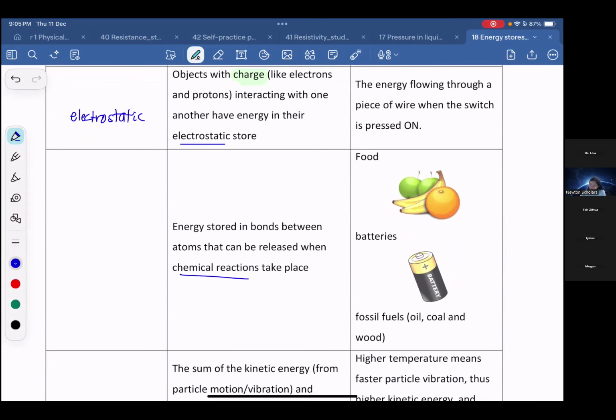Then next, a chemical reaction will happen. So what kind of energy is stored in the bond? For example, the food, the battery, the fossil fuel, and also your body. Inside your body, we eat the food, it goes in, and our body will store it. Correct. Chemical energy store.